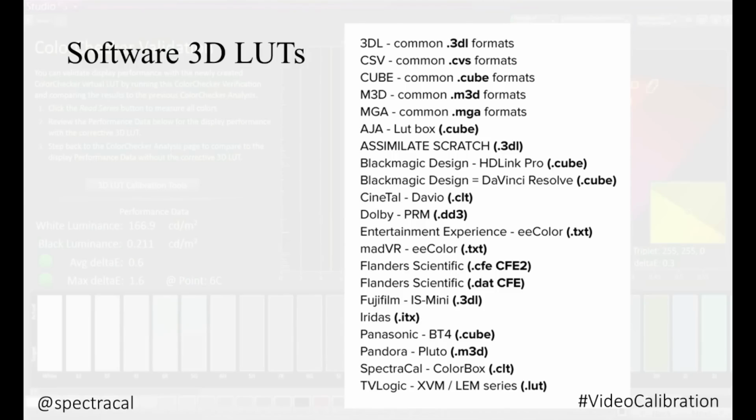And another thing to mention too is that since we have a few here that are generic formats like CSV, there are a lot of third-party applications where you could output a LUT from CalMAN into a CSV file, bring it into another utility, and then convert it back out to whatever you need for your particular use case.